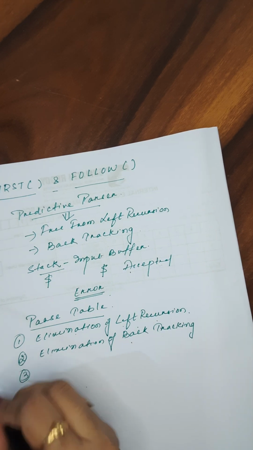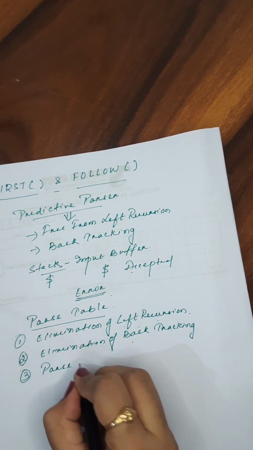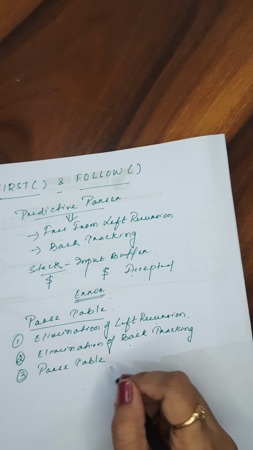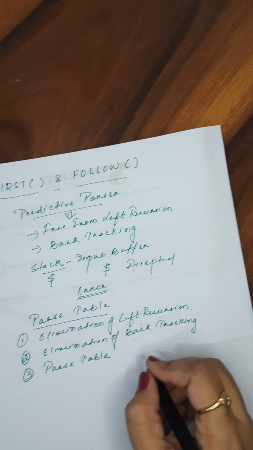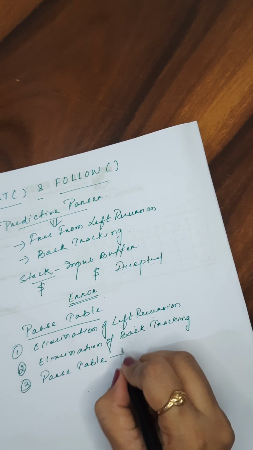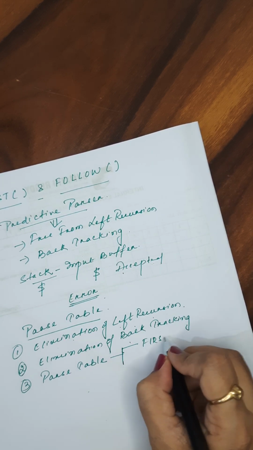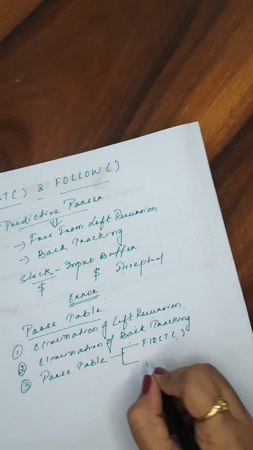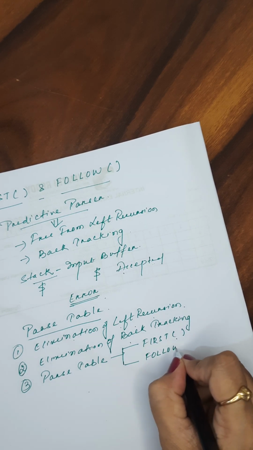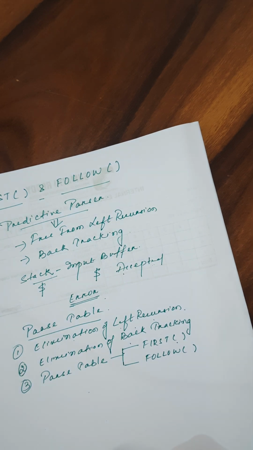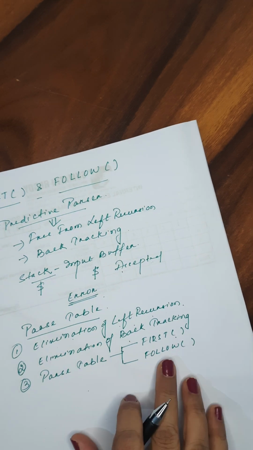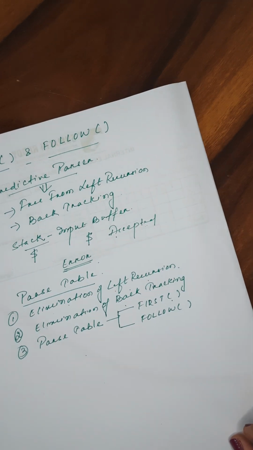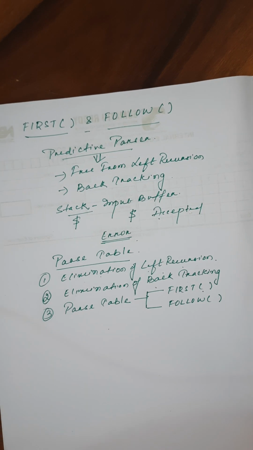Then the third step was to construct a parse table. To construct a parse table we have to use two functions. And what were those functions? Those functions were first, which is a function so we put a pair of parentheses, and follow. Now today we will study the rules for constructing first and follow.